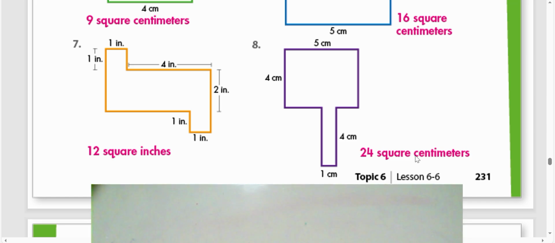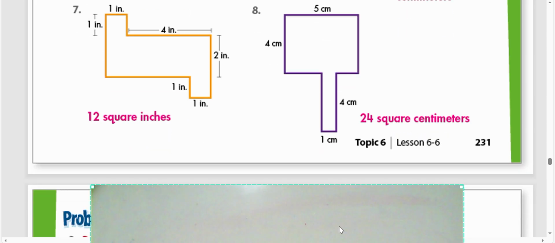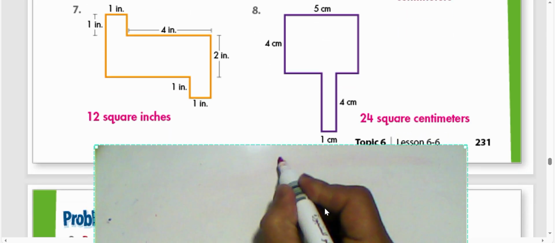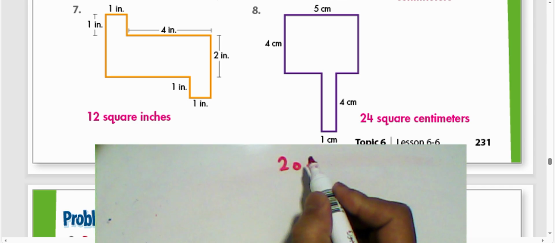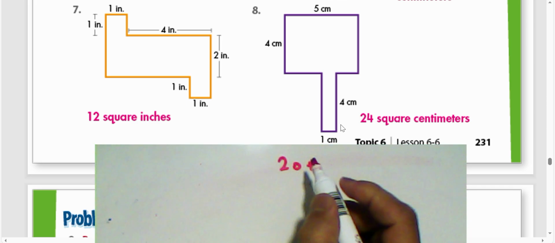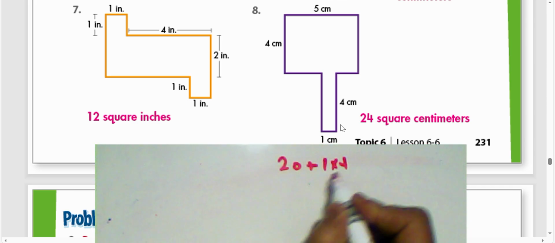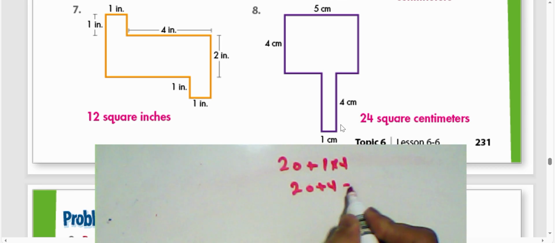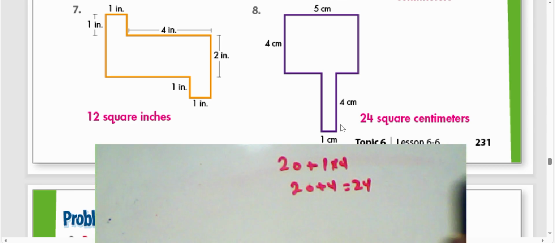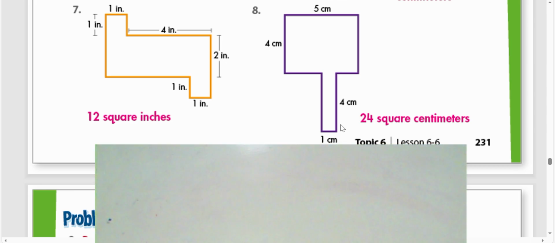Also about this question, we can find the area about first. 4 times 5 equals 20. About up, 4 multiplied by 5, and down 1 times 4 equals 4. Right, 20 plus 4 equals 24. Then the area will be 24 square centimeters.